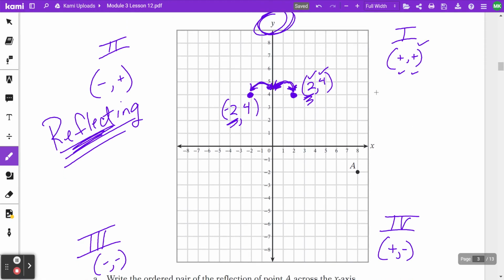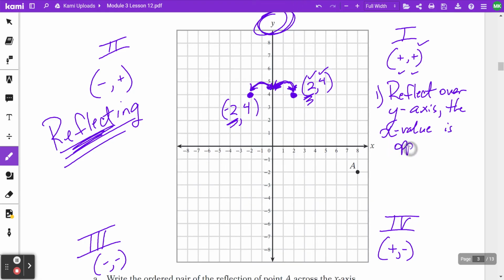And that's one of the fun things that you can pick up in your brain and stick in your head: if you reflect over the y-axis, comma, the x value becomes the opposite. So if it's a positive 2, it becomes a negative 2.